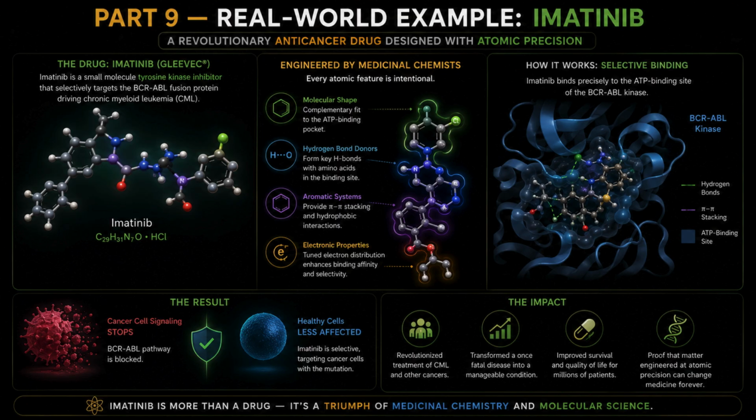Consider imatinib, a revolutionary anti-cancer drug. Medicinal chemists precisely engineered its molecular shape, hydrogen bond donors, aromatic rings, and electronic properties. Why? So the molecule could selectively bind to the BCR-ABL kinase protein responsible for leukemia. Once bound, cancer cell signaling is shut down while healthy cells are affected far less. This breakthrough completely transformed leukemia treatment.